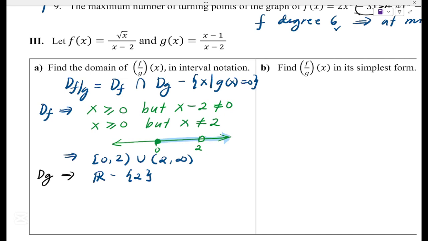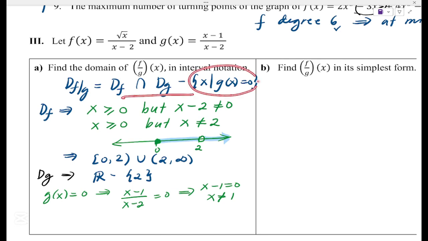So we are done with the domain of f, and we are done with the domain of g. Next, we have to find where g of x is equal to 0. G of x equal to 0 means we are solving x minus 1 over x minus 2 equal to 0, and we find that x minus 1 is equal to 0, or x is equal to 1. So we have to remove this one in this interval, because we have to remove the value of x that makes g of x equal to 0, and that x is 1.